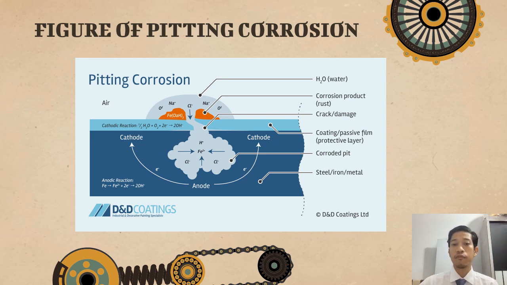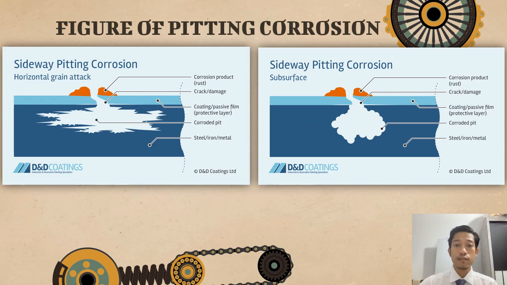Next are the various types of pitting corrosion that occur in industry. The first type of pitting corrosion is sideway pitting corrosion. There are two types of sideway pitting corrosion, which are the horizontal grain attack and the subsurface. Here we can see the difference between the two types of sideway pitting corrosion.